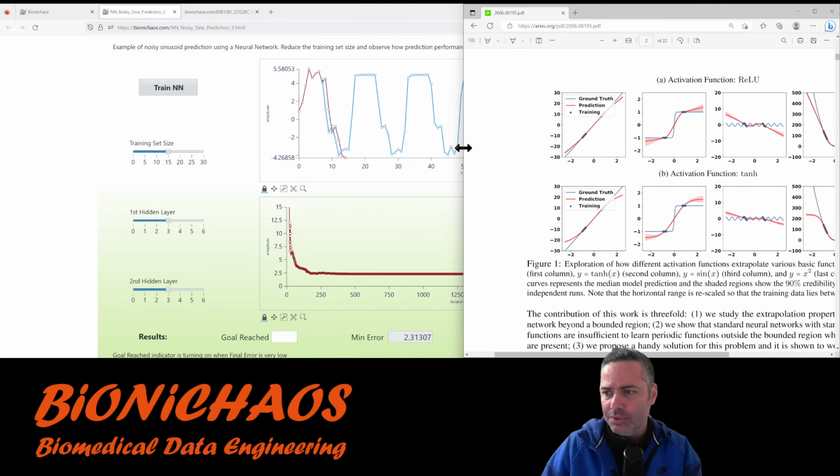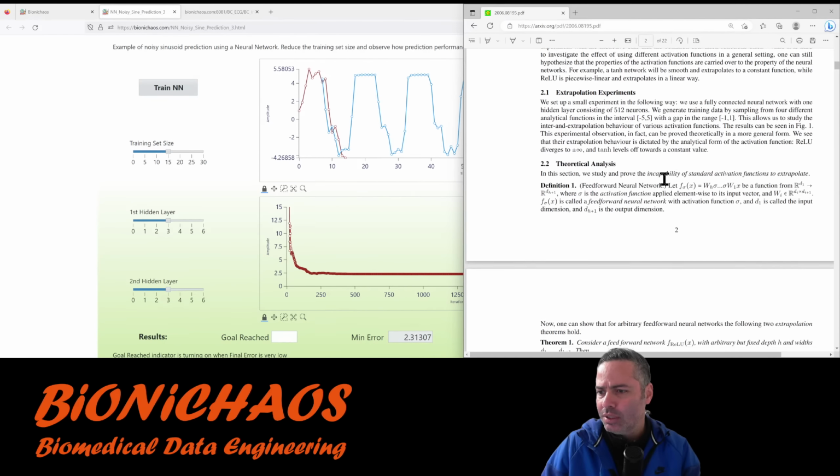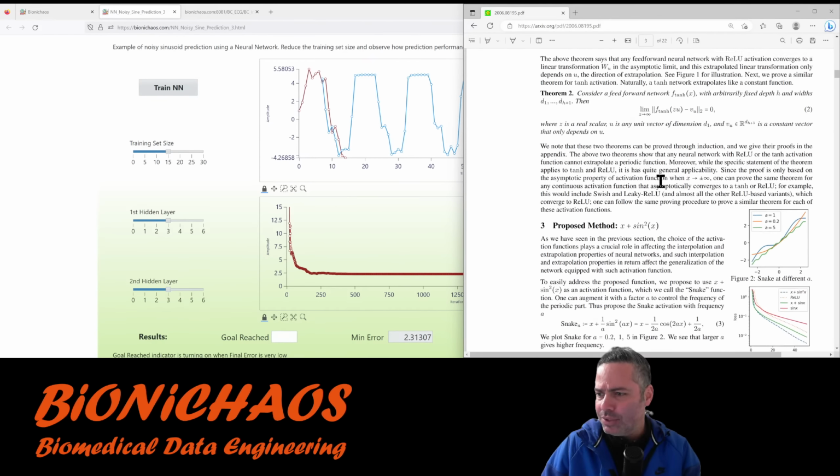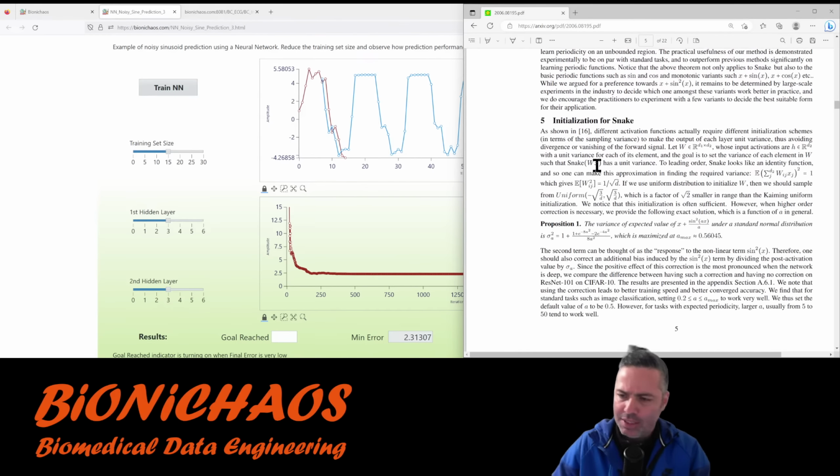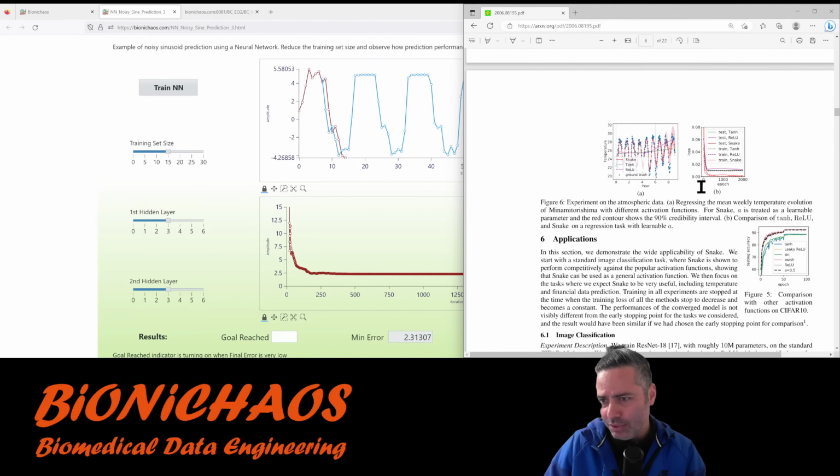What's this window? They had this interesting semi-periodic nonlinear function. Yeah, so they're putting essentially different functions into a neural net, trying to predict them. Loss.